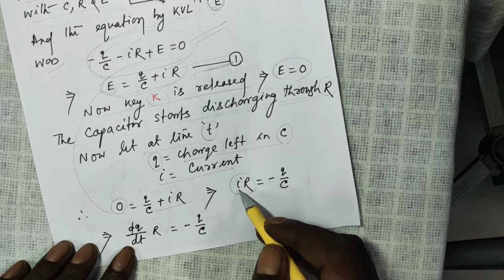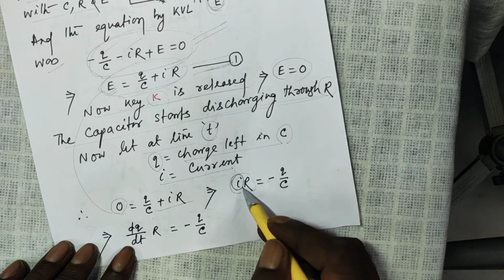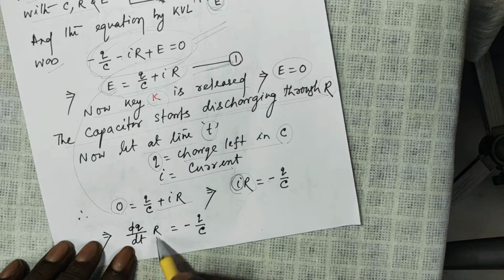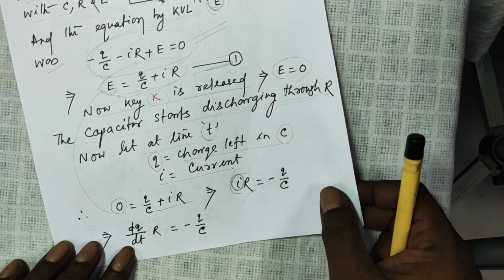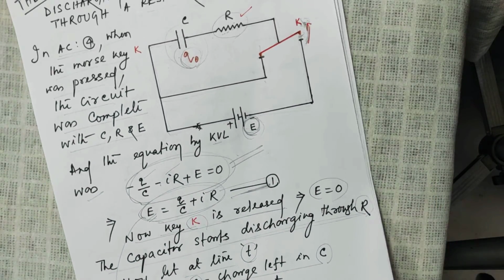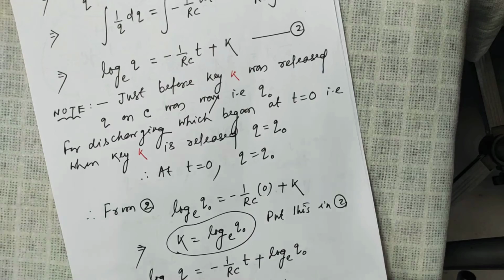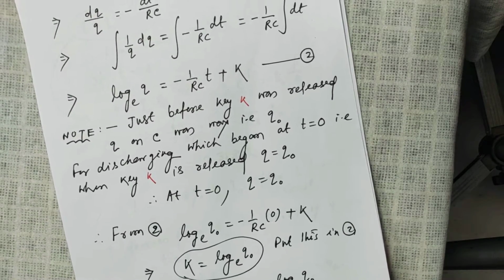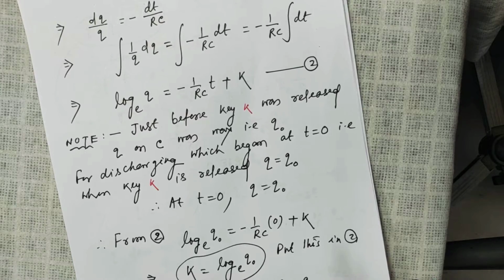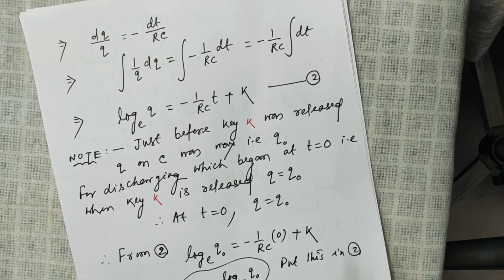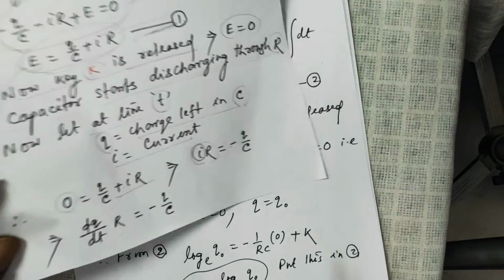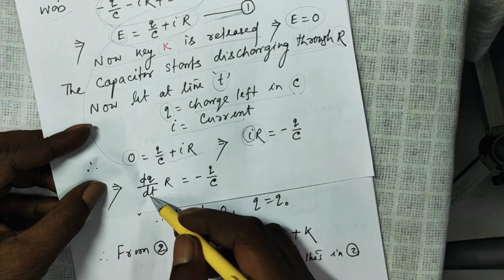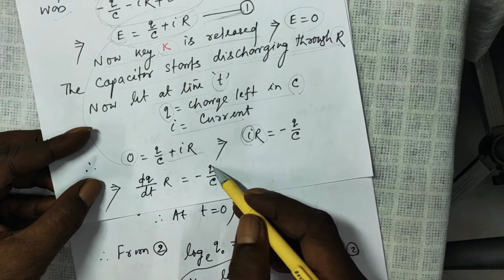So this current is changing with respect to time. So I can be written as dQ by dt into R is equal to minus Q over C. Once you have understood this, rest is only few minutes job. Very, very interesting. So what we just derived in the previous page is dQ by dt into R is equal to minus Q over C.